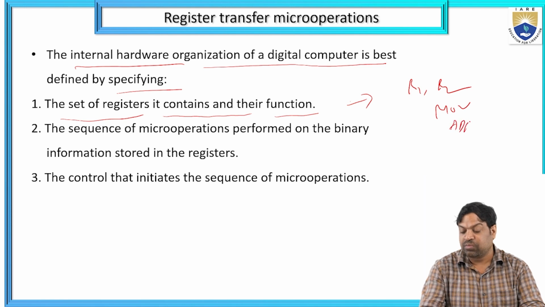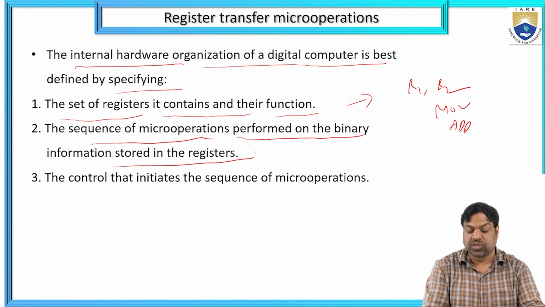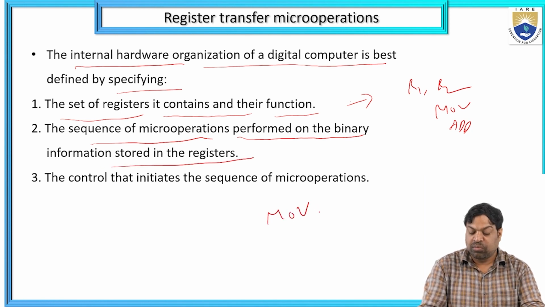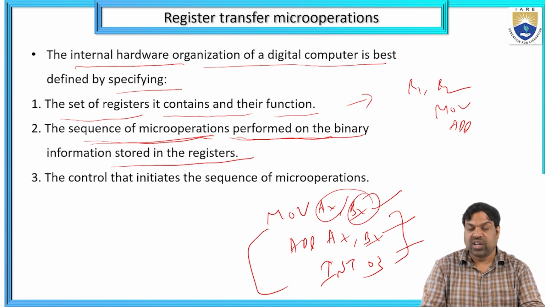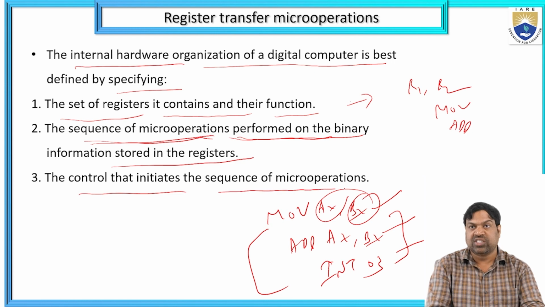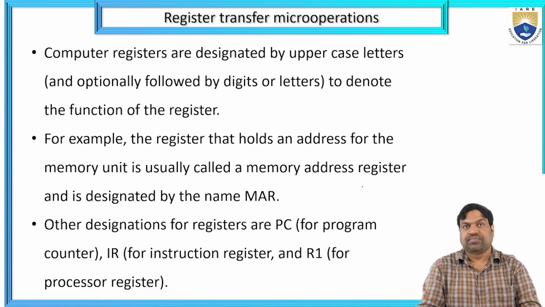Which purpose are we taking? Move, add, like this. The sequence of microoperations is performed on the binary information stored in the register. So move AX, BX, add AX, BX. Is it a sequence or not? Yes, it is three lines and it is a sequence. The sequence of microoperations performed on the binary information stored in the registers. Every register is taking binary values, and the control initiates the sequence of microoperations.